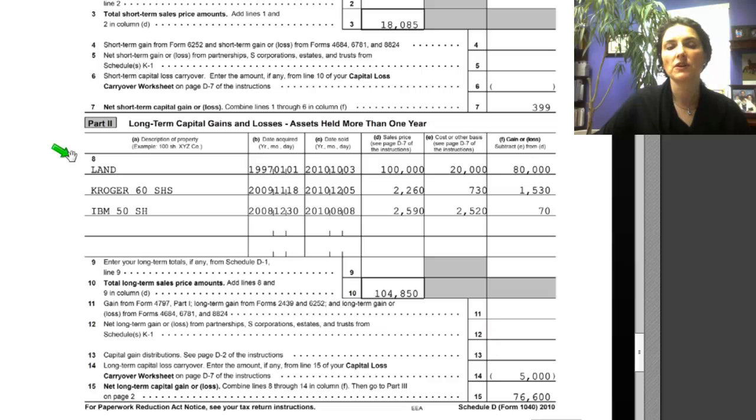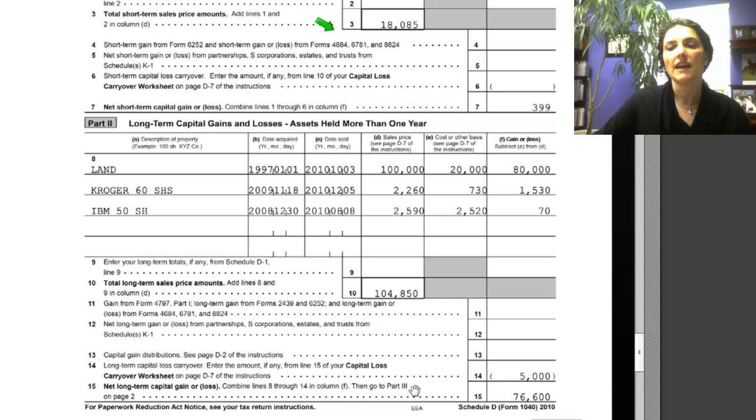Then in Part 2 of the form, we're reporting the land sale. The land was originally acquired in 1997, sold in 2010, sales price of $100,000, cost of $20, and a gain of $80. We have long-term sales proceeds from the Kroger stock, originally acquired in '09, sold in '10, a sales price of $22.60, a cost of $730, and a gain of $1,530. We also have the IBM stock that was sold long-term, $25.90 of sales proceeds, cost of $25.20, and a gain or loss of $70.